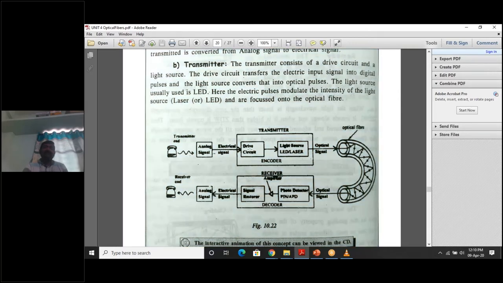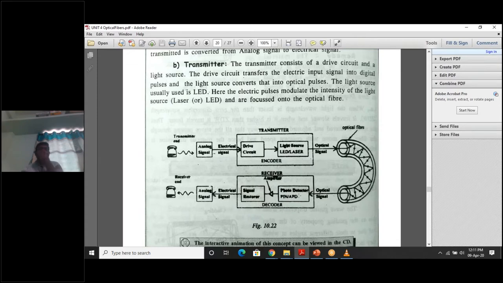This is the receiver part. So the transmitter consists of a drive circuit which converts electrical signals to digital pulses, and the light source converts digital pulses into light pulses. Optical fiber sends the signal from one end to the other end by the process of total internal reflection. The receiver circuit consists of three important parts.